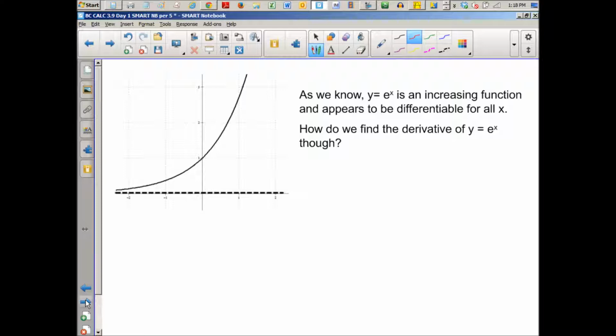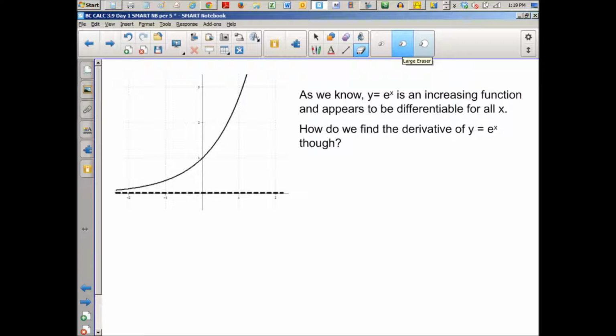I don't think so. Okay, so as we know, e to the x is an increasing function and it appears to be differentiable for all x. In fact, if you draw tangent lines, all of them have a positive slope. Right? There are no horizontal tangents on here. That's why it's 1 to 1, and that's why it has an inverse, and its inverse name is ln, right?